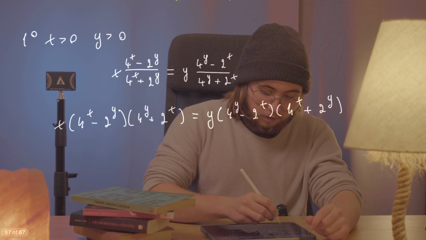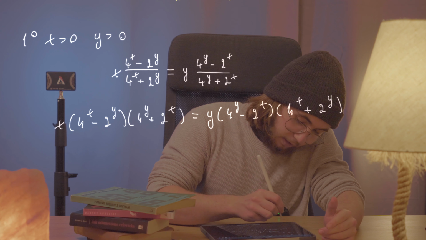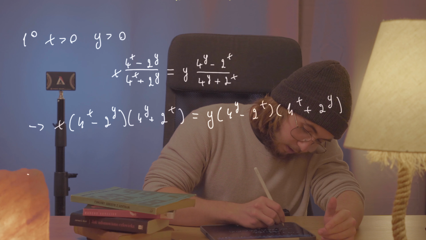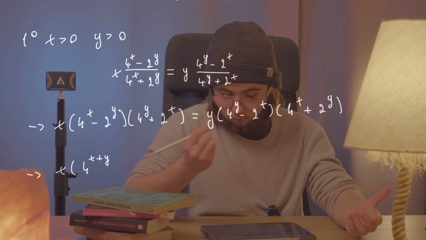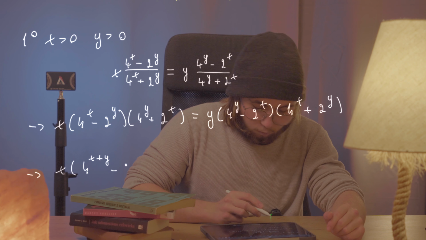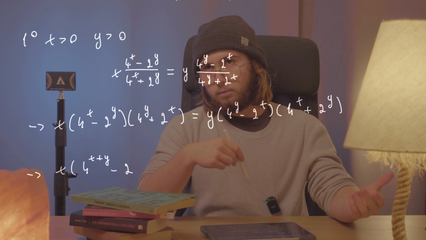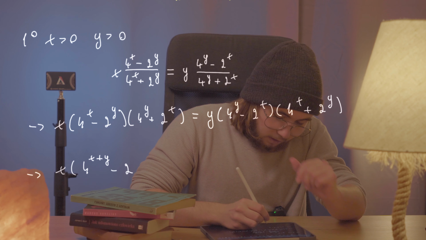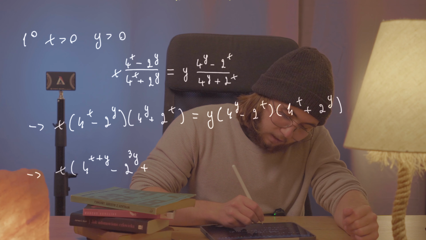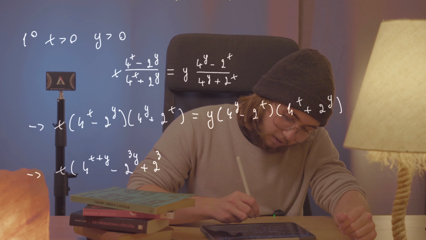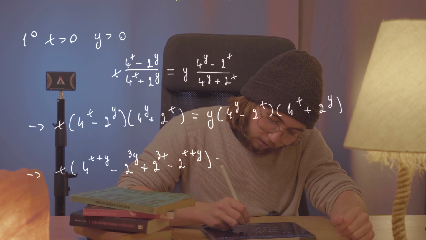Okay, so now we can just go on and distribute those guys out. What we're gonna get is x multiplied by 4^(x+y), because 4^x times 4^y, and then negative 2^y multiplied by 4^y. That's going to be 2^y times 2^(2y), so negative 2^(3y), and then analogously 2^(3x), then negative 2^(x+y) right there.